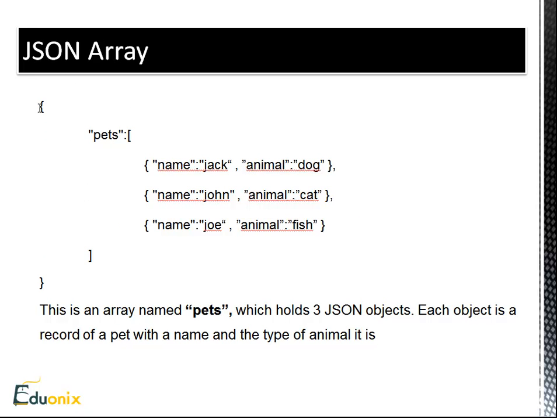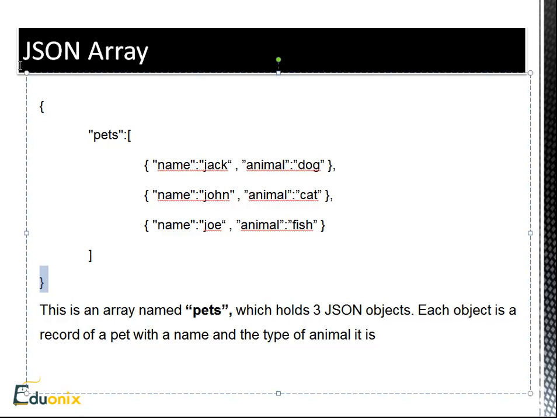Here we have a JSON object, and in this object we have an array. So we have an array called pets, and arrays are enclosed in brackets. Alright, now we have three values in this array, and we have two fields. So we have name and animal. Okay, and these are separated by a comma.